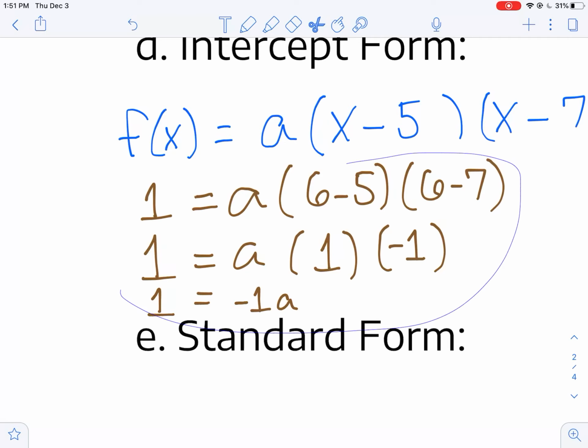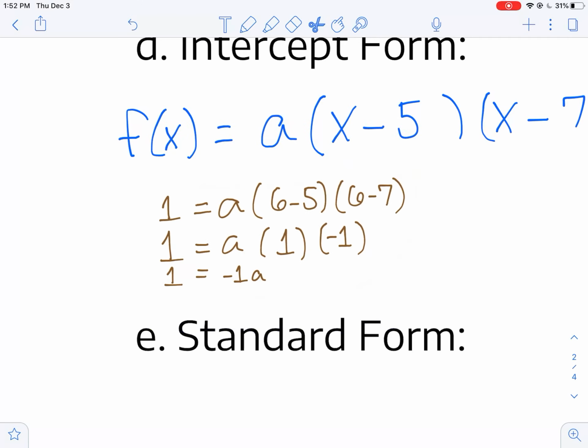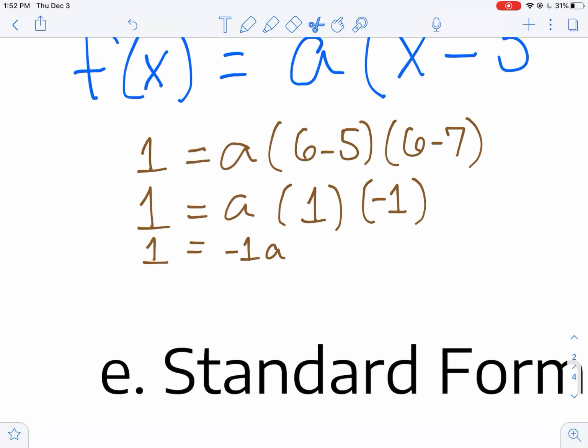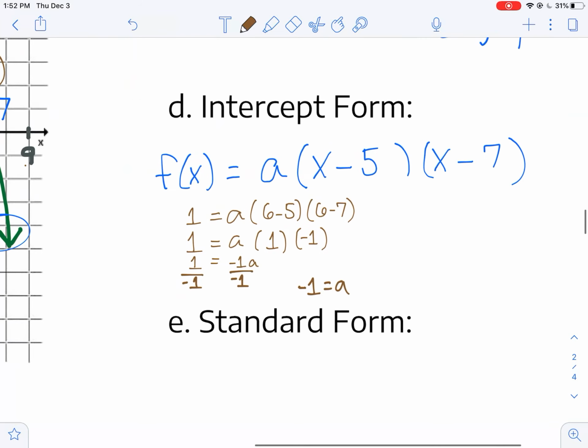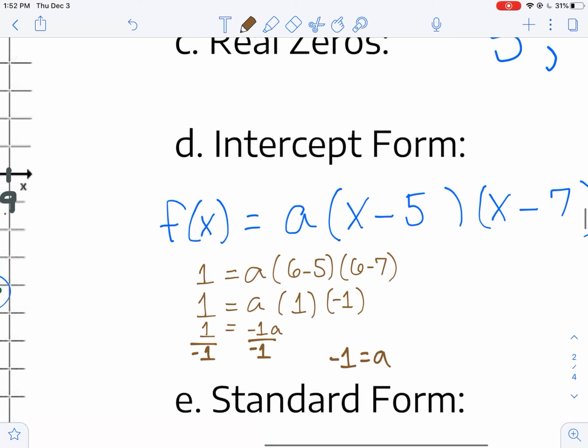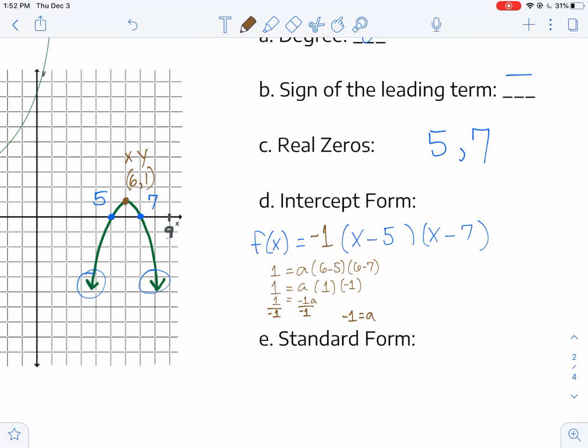Then divide each side by negative 1, and I get negative 1 equals a. So it's telling me my coefficient is going to be negative 1. Now that I've solved for a, I can replace it here with negative 1. So again, the trick is you want to find the x-intercepts, and then to find a, you just plug in the point that you have on your function.